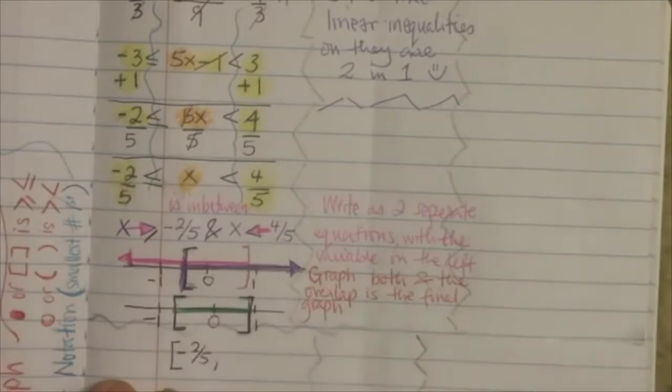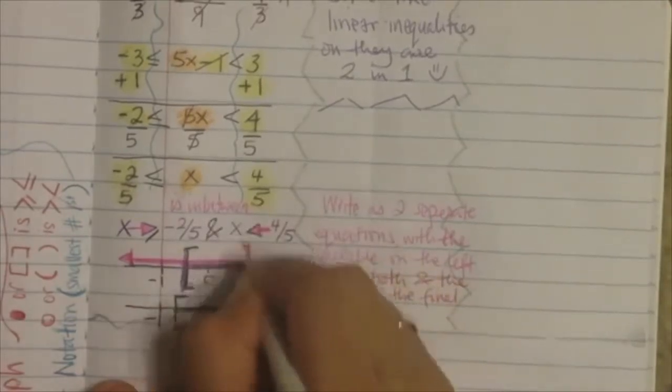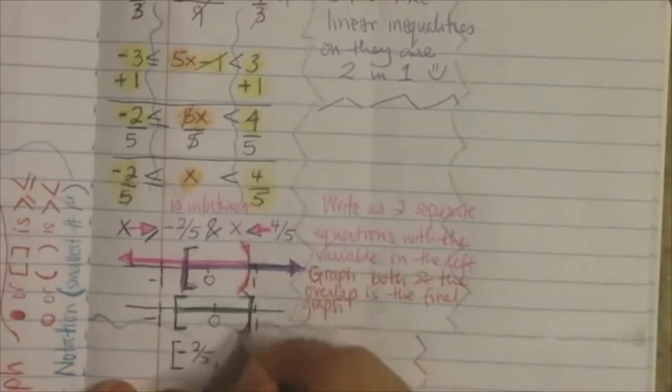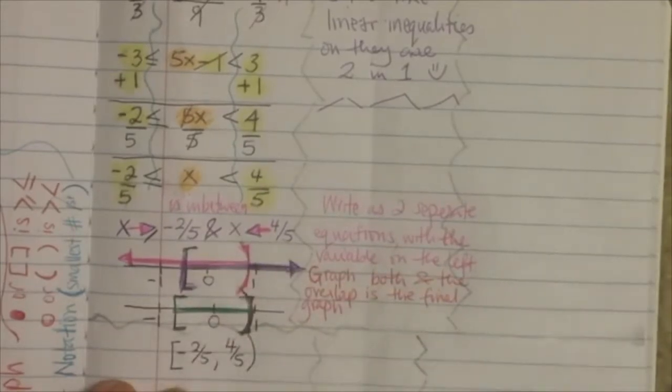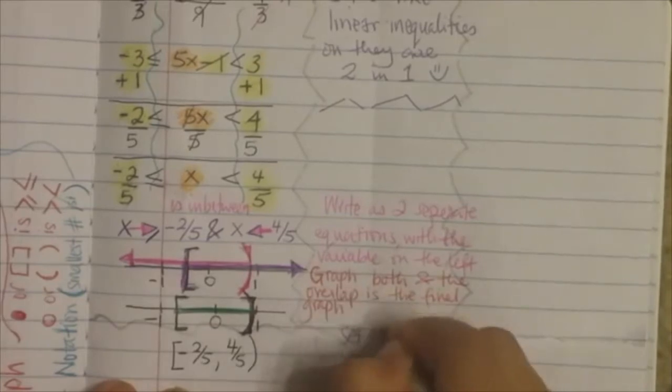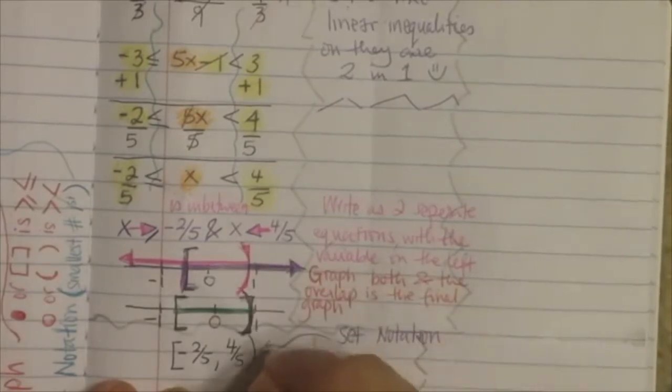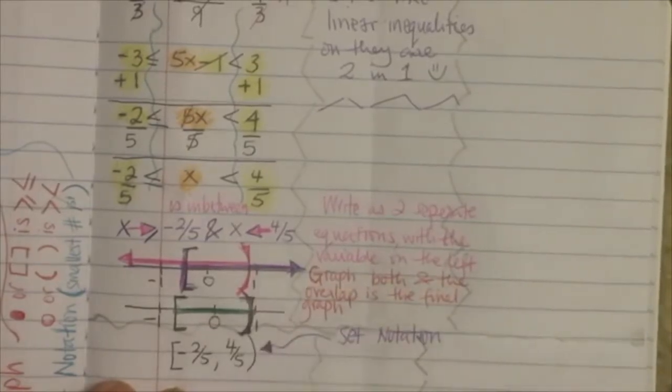In set notation, bracket negative 2 over 5. So you see I figured it out, but I made a mistake there. So bracket, negative 2 over 5, comma, 4 over 5, open parenthesis, because it doesn't include the equal to. And that's your set notation. This is a listening check. Color in negative 2 over 5 and 4/5.